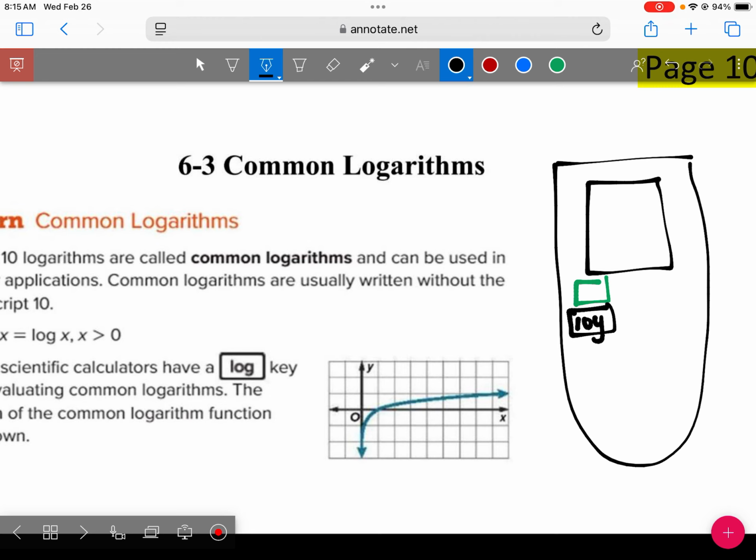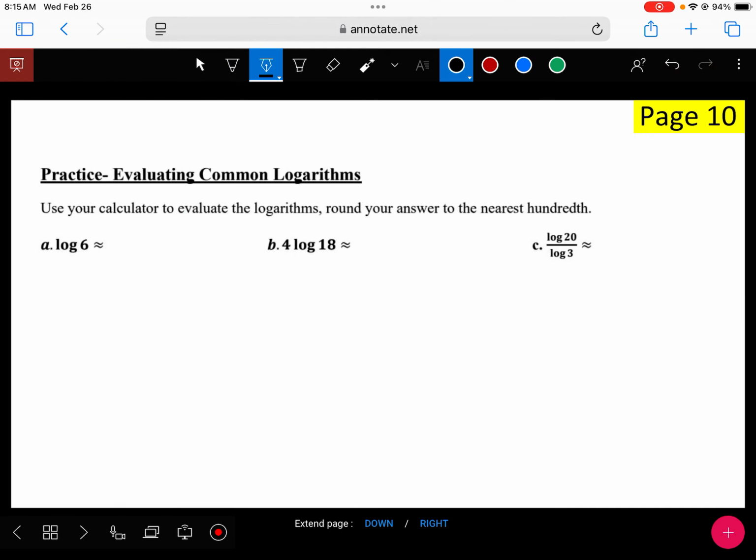Okay. So we're going to use that button in every single question that we do today, which is why it's important that you know how to find it. That button is called a common log. A common log is a log with a base 10. All right. So take a moment. Pick up your calculator and let's practice using it now.